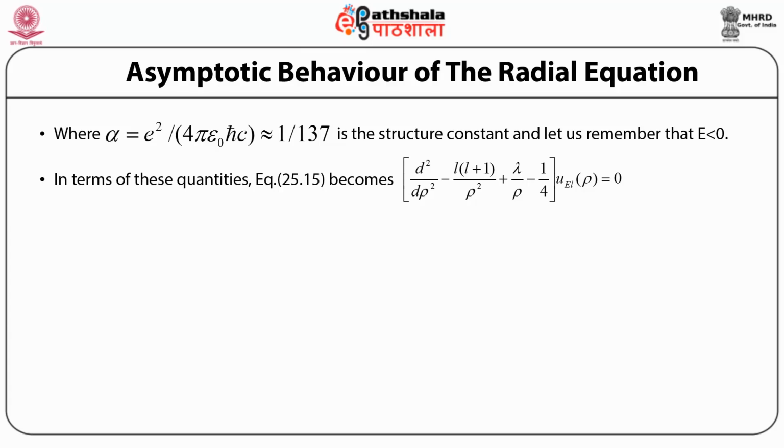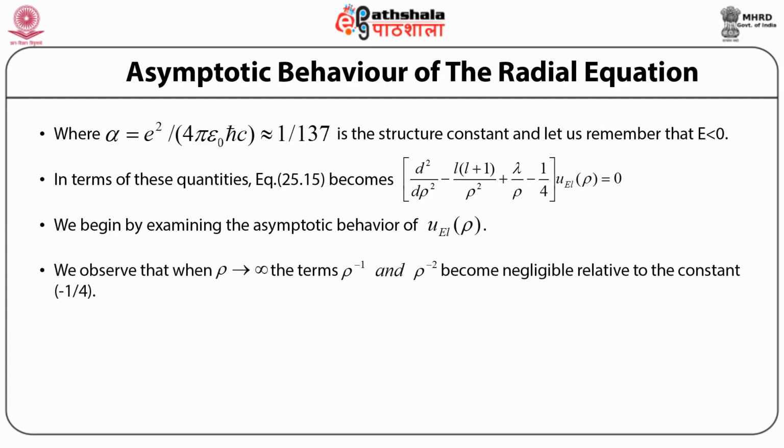d square by d rho square minus L multiplied by L plus 1 by rho square plus lambda by rho minus 1 by 4, the whole multiplied by U_EL as a function of rho, equal to 0. So we begin by examining the asymptotic behavior of U_EL(rho).